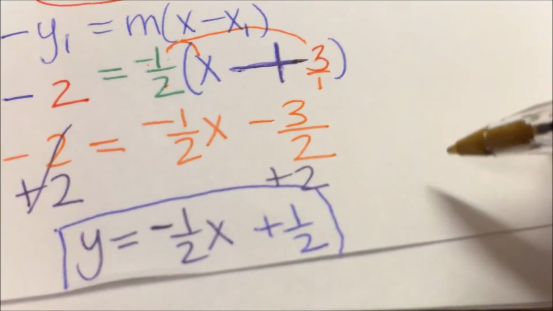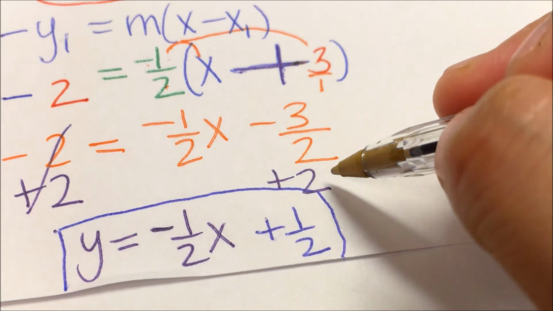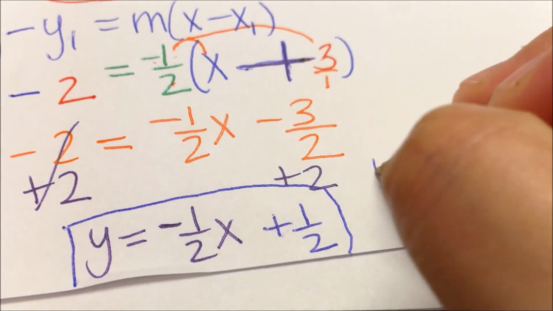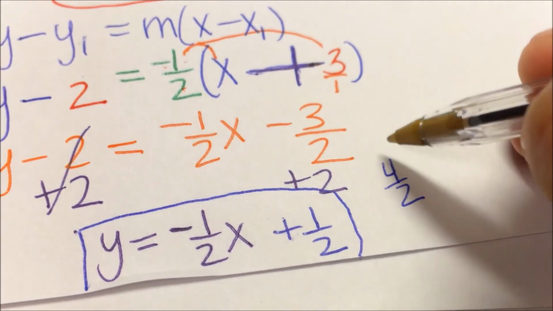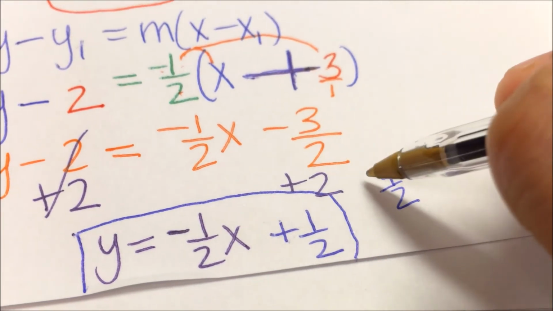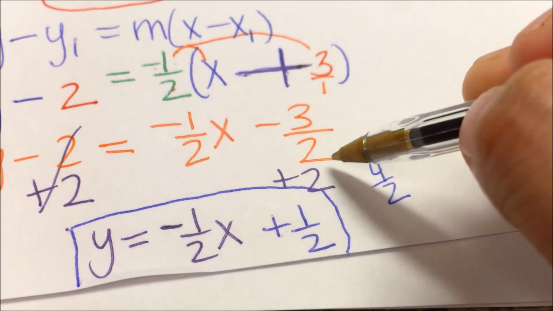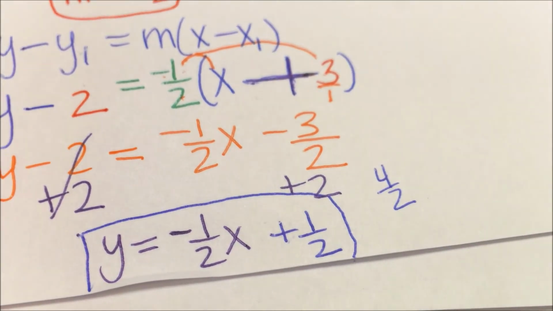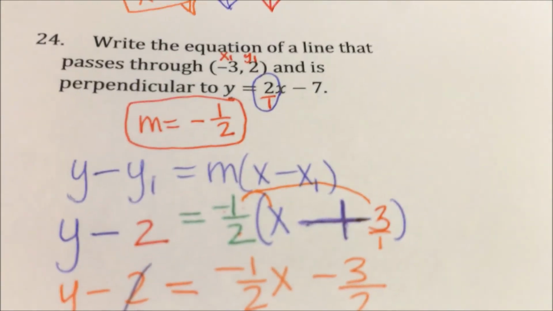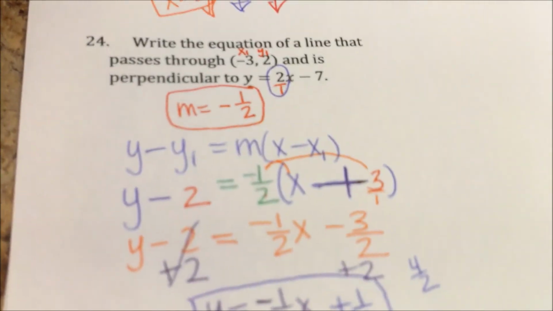Now, let's say you wanted to do it the long way. Well, 2 is the same thing as 4 over 2. So, -3 plus 4, well, you subtract them. So that would end up being a positive 1 over 2. And that's it. Let me zoom out so you can see.